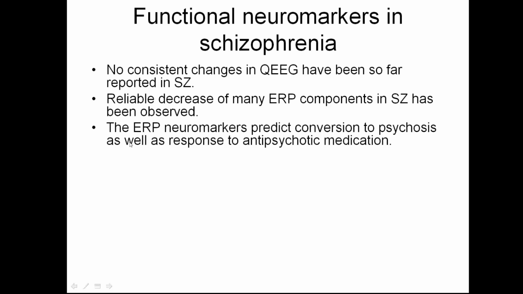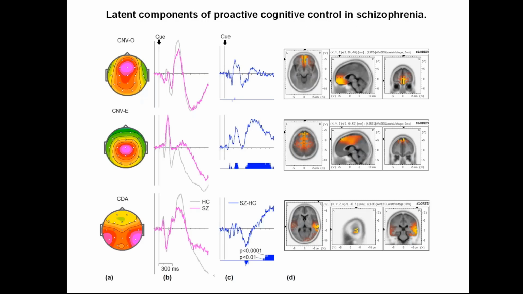Moreover, the neuromarkers predict conversion to psychosis as well as response to antipsychotic medication. So these are the data. So these are the components that were extracted. This is a component of proactive cognitive control. So the component is generated in response to the first stimulus in the go-no-go trial, a task.